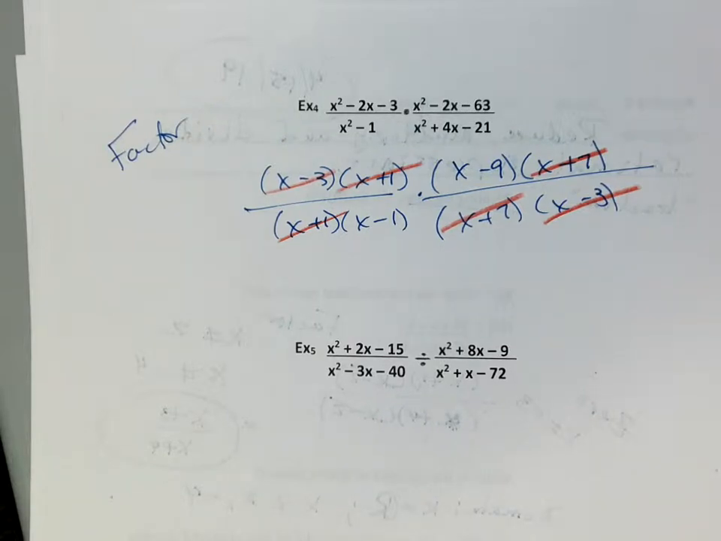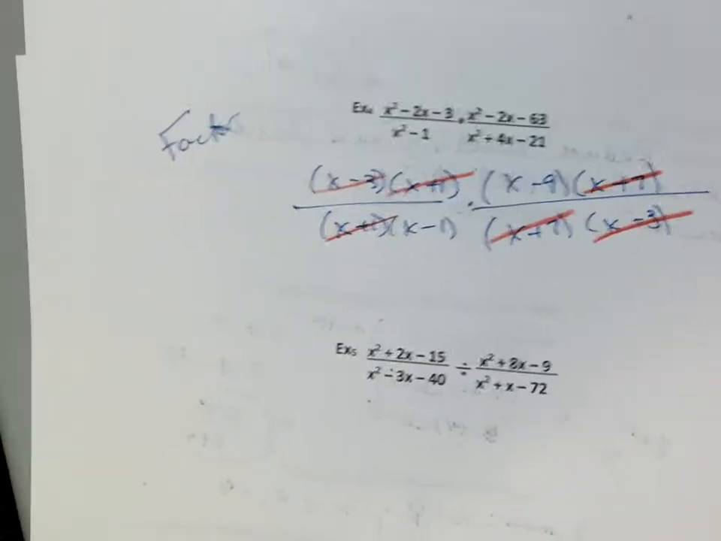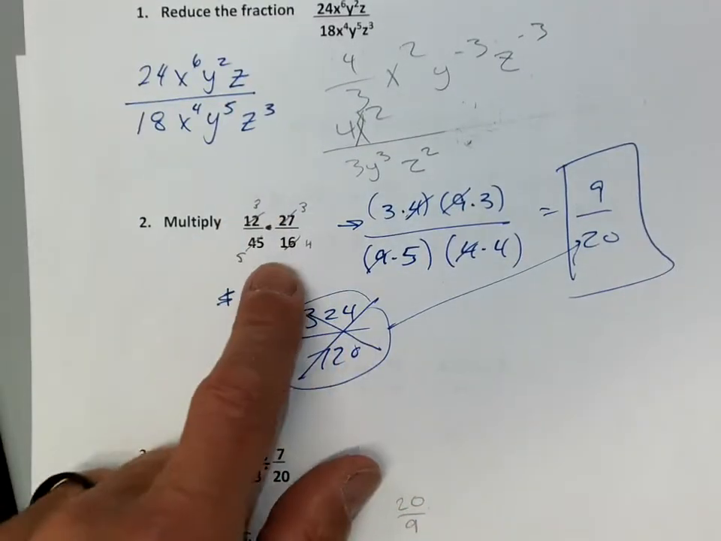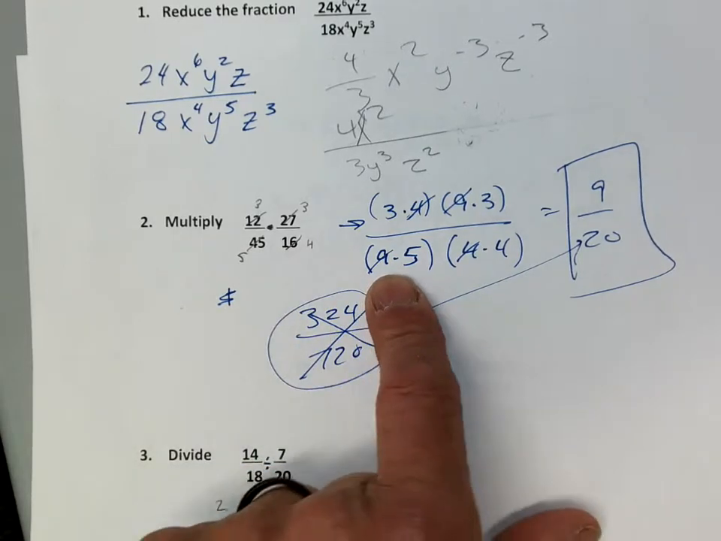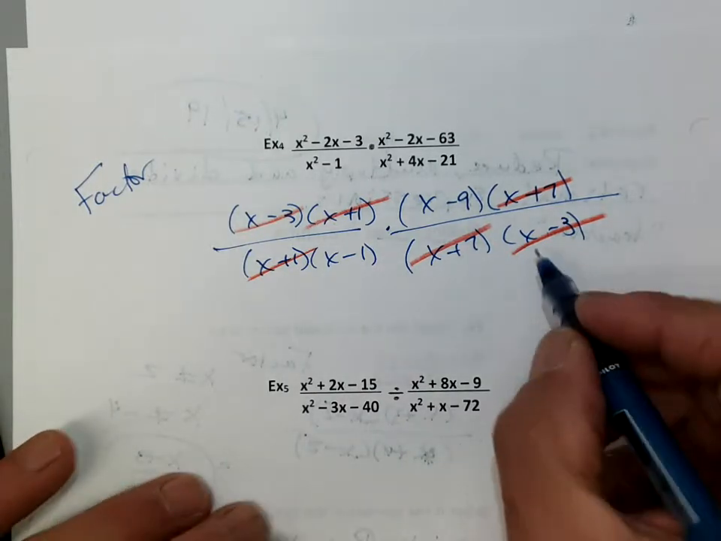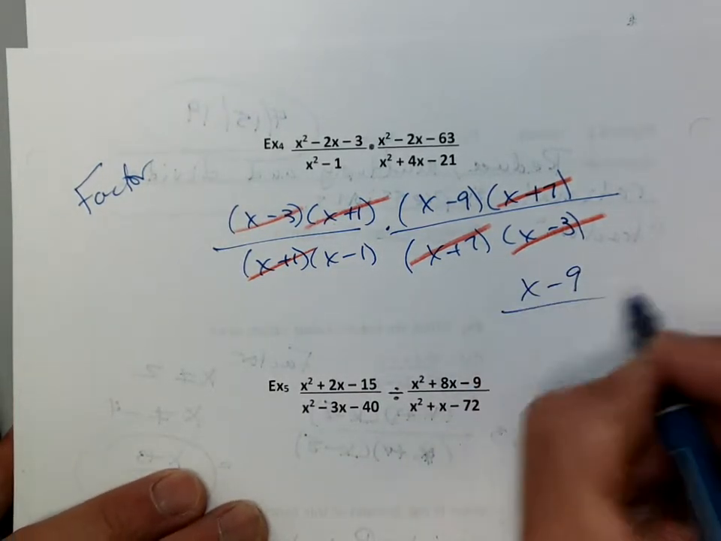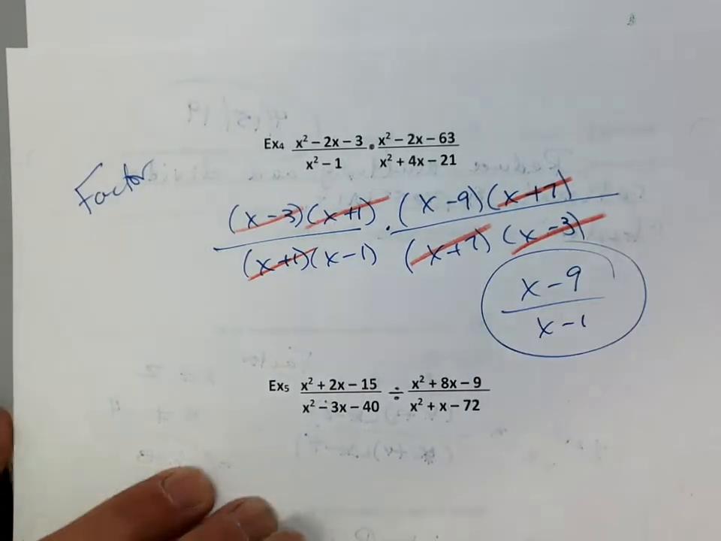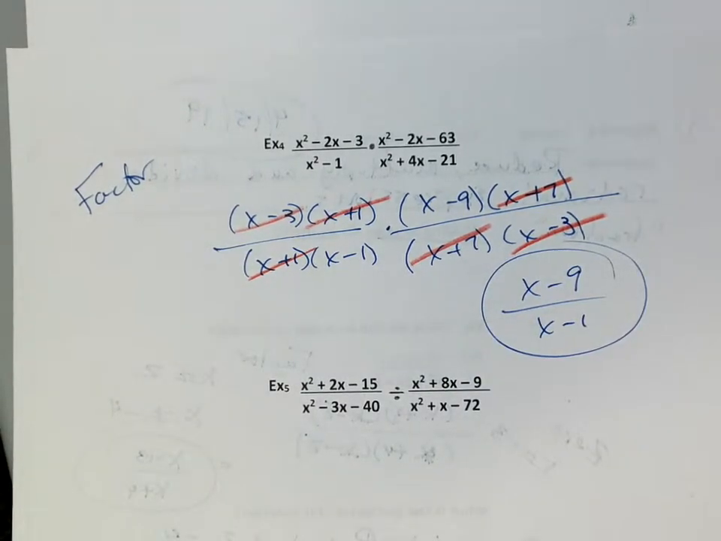So this is a super fancy version of what we had maybe in our warm-up. In our warm-up, we just had numbers, and we found that we could cancel, but this is the same type of process except with x's. So what's left? An x minus 9 over an x minus 1. If you can factor, you're okay. You really are. If you can't factor, sorry, bummer, we've been doing it for months and last year, right?